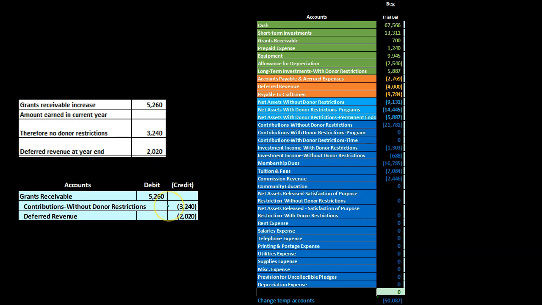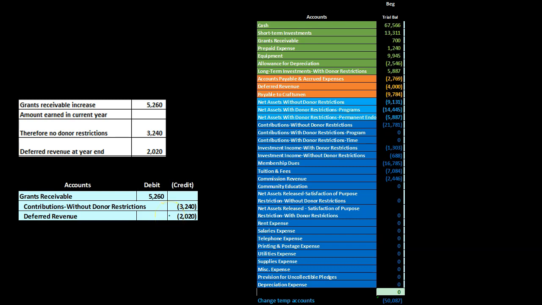So that's going to be like the revenue account. That's similar to what we would expect in a for-profit organization. If you were to say invoice someone, right, you would debit the receivable, credit sales, or some type of revenue account. That's in essence what we're doing here. However, the 2020 portion is deferred revenue at the year end.